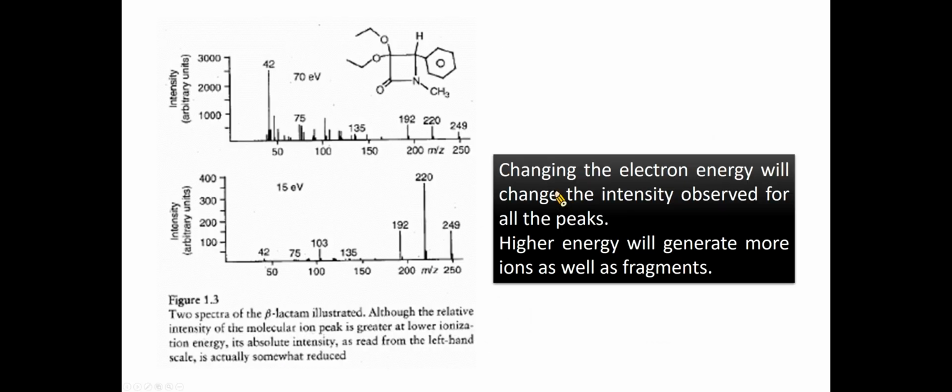This is another example of the low-energy EI mass spectra for beta-lactam. The mass spectra become cleaner and retain the larger molecular ion peak when using the 15 electron volt energy.